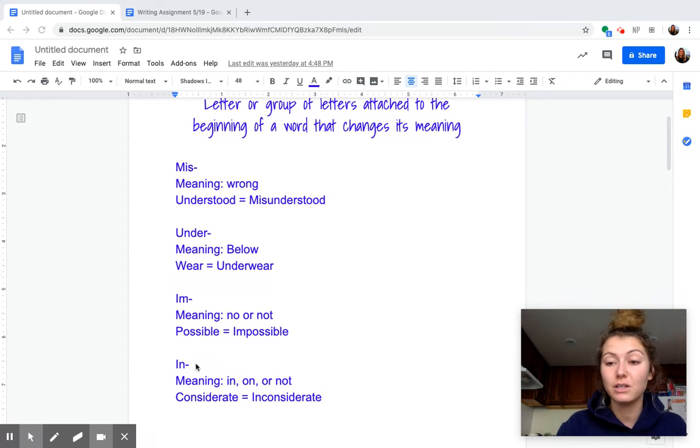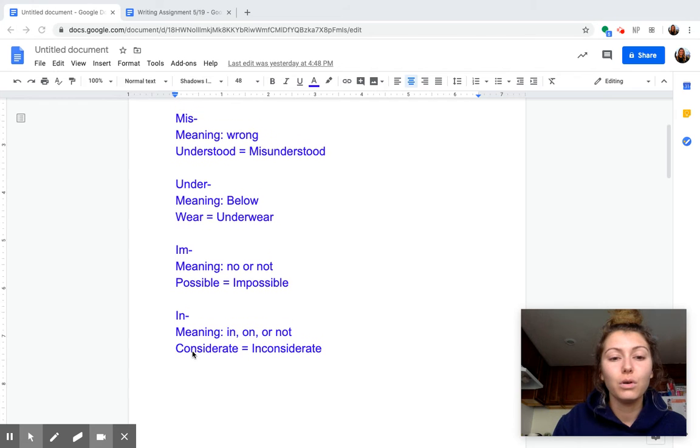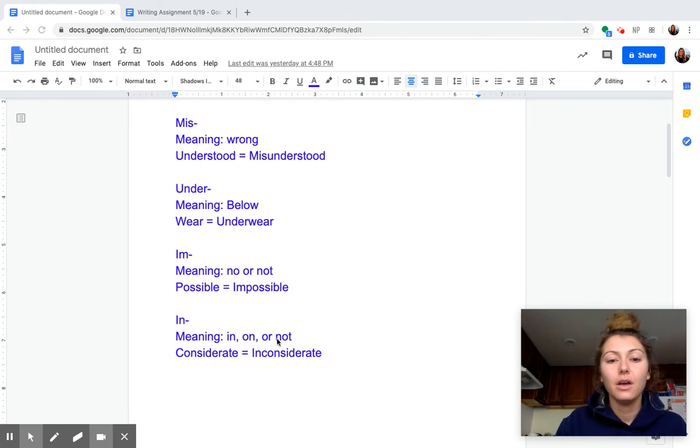And lastly, we have in, very similar to im. So we might get tricked a little bit here, but that's okay because we're learning and we're figuring it out. In also means not, but it can also mean in or on. So the prefix in really has 2 different meanings. It can mean in something or it can mean not something. So we're going to see in here with the meaning not.